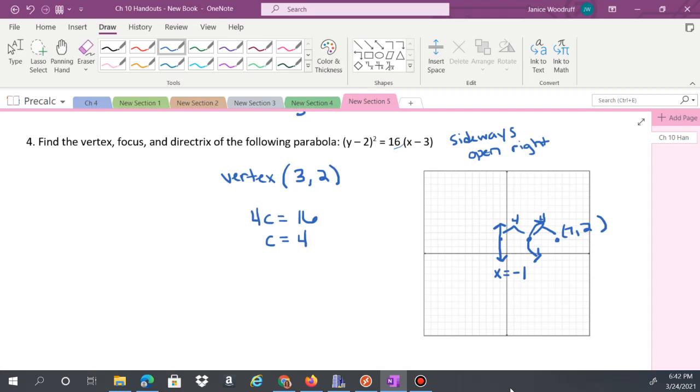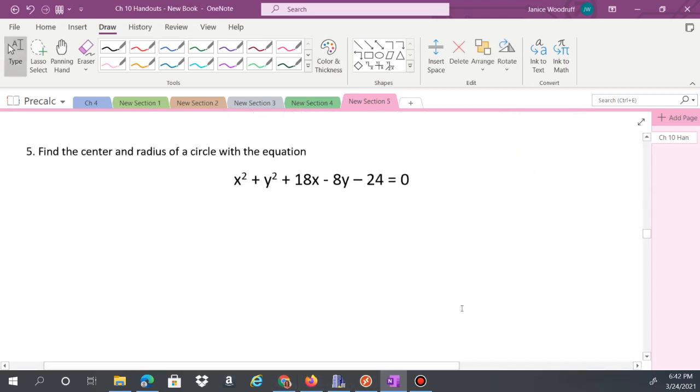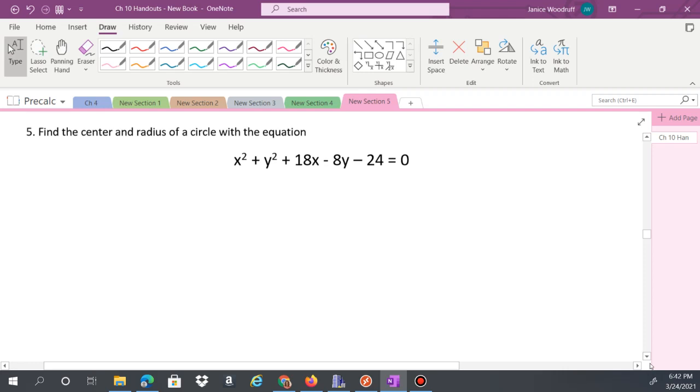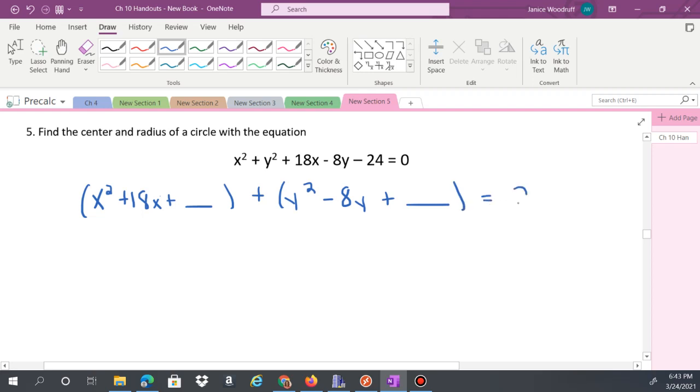Okay. All right, and then real quickly, we will do the circle problem. So find the center and the radius. Okay, so we're going to group the x's. So you've got x squared plus 18x plus blank. And then group the y's. y squared minus 8y plus blank equals positive 24.